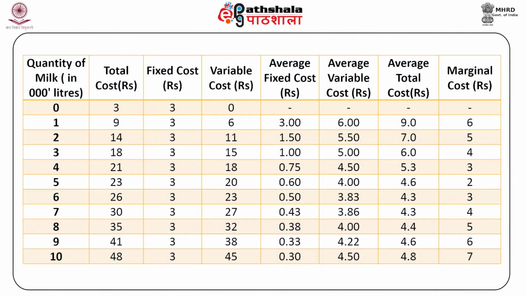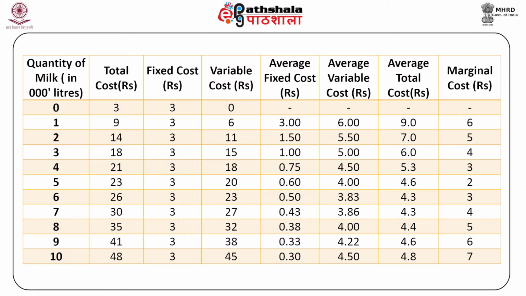Following is the data of a firm that produces milk. Table 1: various measures of cost. Table 1 represents the different costs which are involved in the production of milk by a firm. Total cost increased with an increase in output. Up to 5,000 liters of milk, total cost increases at a decreasing rate, or at a slow pace, but after that increases at an increasing rate, or at a faster pace.